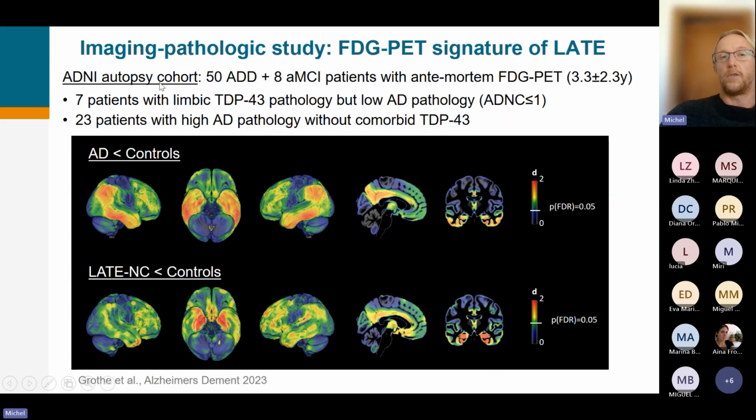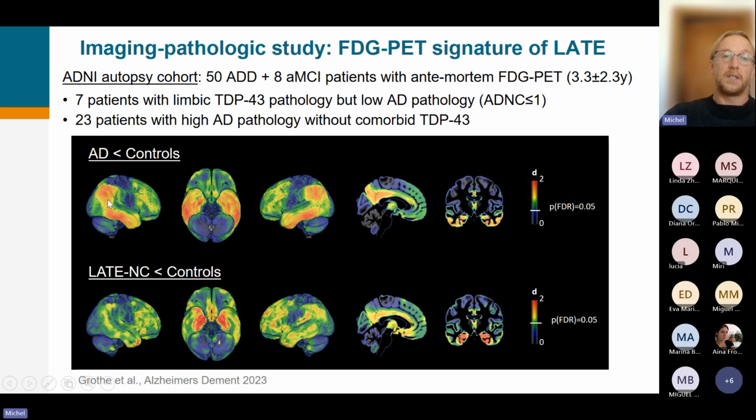For that, we made use of data from the ADNI autopsy cohort, which had individuals who had neuropathological examination at autopsy, but had undergone FDG-PET scanning during lifetime, on average 3 years before death. In this data set, we identified 7 patients, all diagnosed either as AD dementia or at least amnestic mild cognitive impairment, who had limbic TDP43 pathology, but no or only very low AD pathology. We classified them as LATE, as this meets the pathologic diagnostic criteria for LATE. A comparison group had 23 patients who had standard high AD pathology without any comorbid TDP43.